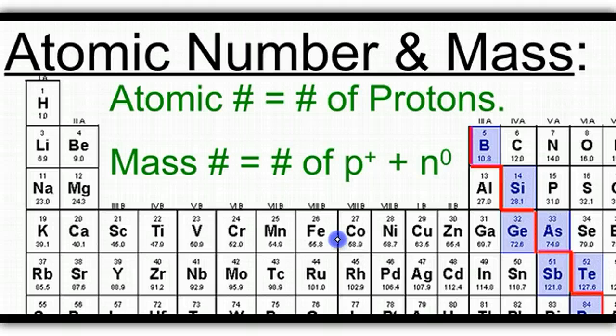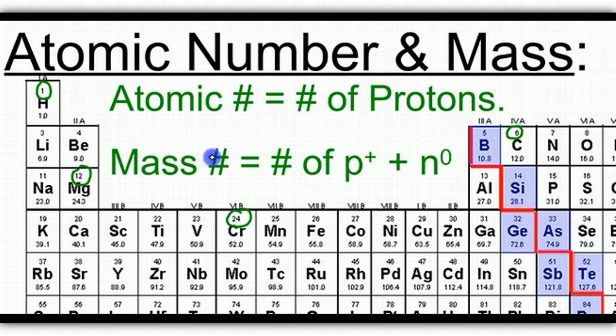The atomic number and the mass number can be found on the periodic table. The atomic number is the number of protons. So the atomic number of hydrogen is 1, of magnesium it's 12, of chromium it's 24, of carbon it's 6.